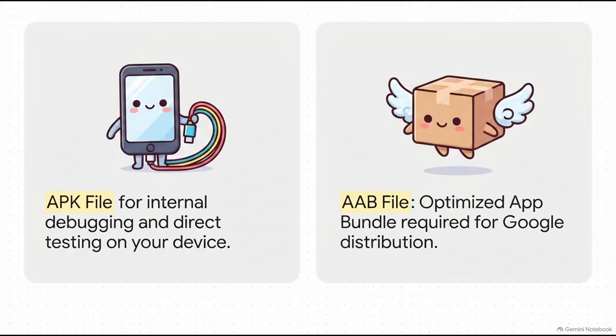Before you even think about making money, you really need to understand the technical difference between these two file types. When you just want to test the app on your own phone to check for bugs or crashes, you generate an APK file. But when you are ready to publish to the world, Google requires an AAB file, an Android App Bundle. The AAB is highly optimized, ensuring that when a user downloads your app, they only get the specific code needed for their exact device, which keeps the file size super small and efficient.